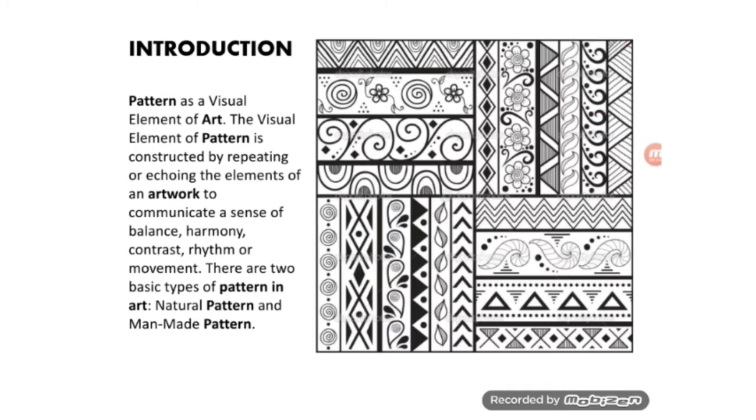There are two basic types of pattern in art. One is a natural pattern and the second is a man-made pattern. So all children, you can see in this picture all types of designs like triangle, square, circle, spiral. So many design patterns we make with those particular shapes.